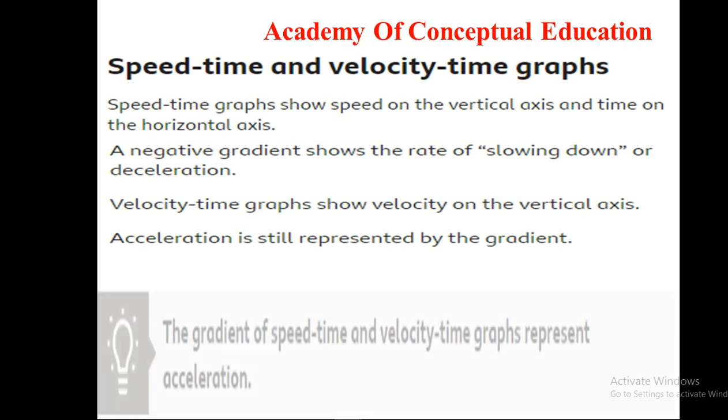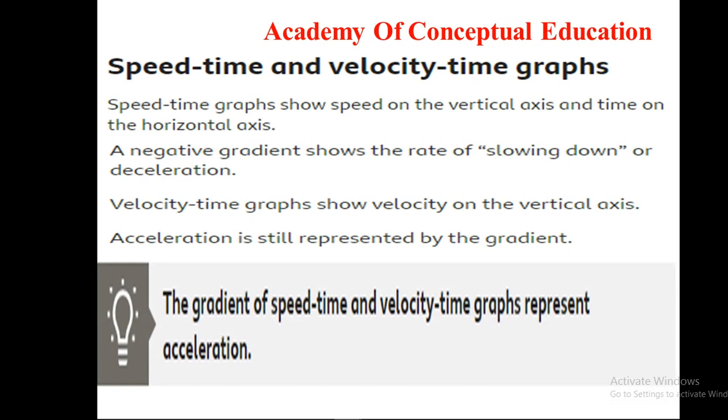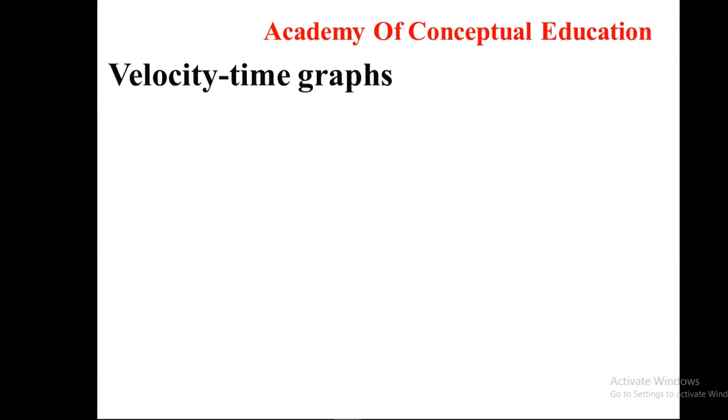Similarly, in a speed time graph or velocity time graph, if we find the gradient, it means we are finding the acceleration. Like in the previous class, we discussed that in a distance time graph, if you find the gradient, you are finding the speed. So similarly, in a speed time or velocity time graph, if you find the gradient, it means you are finding the acceleration. So if the gradient is negative, it means your object is decelerating. You are finding the deceleration.